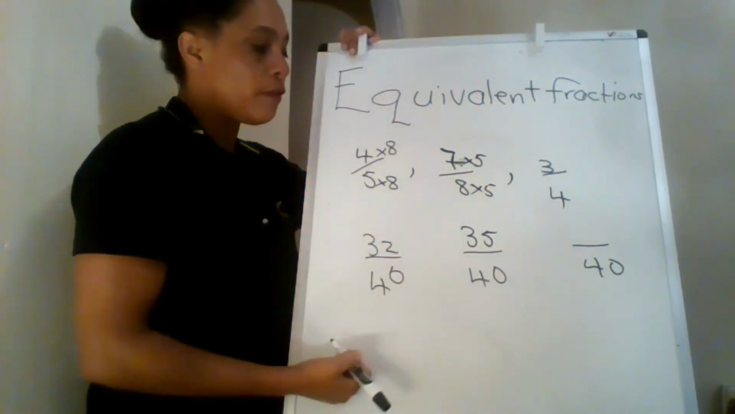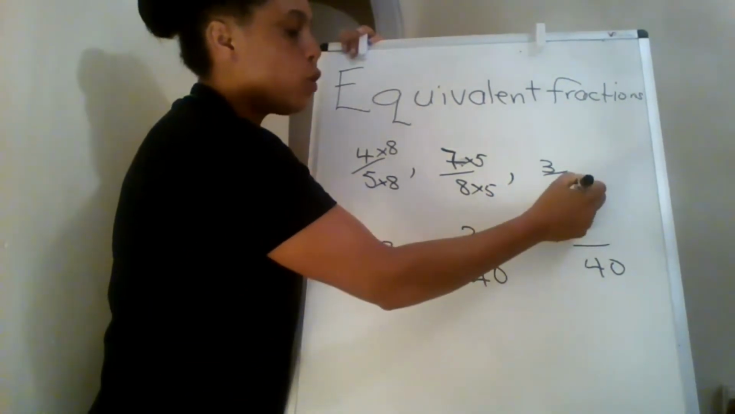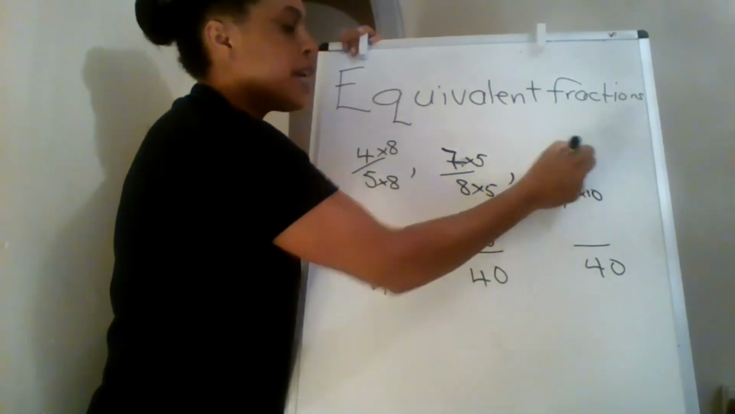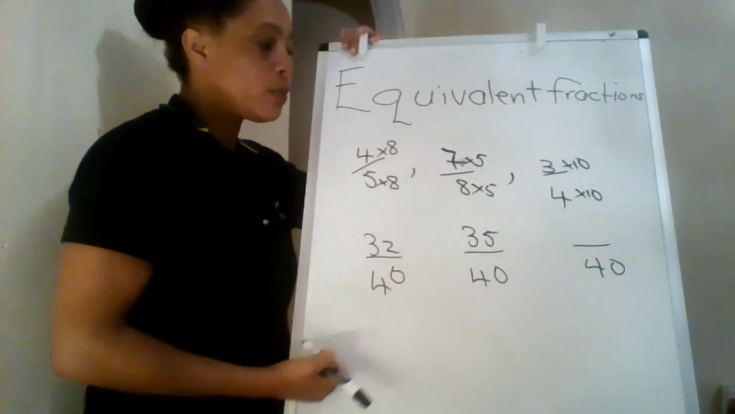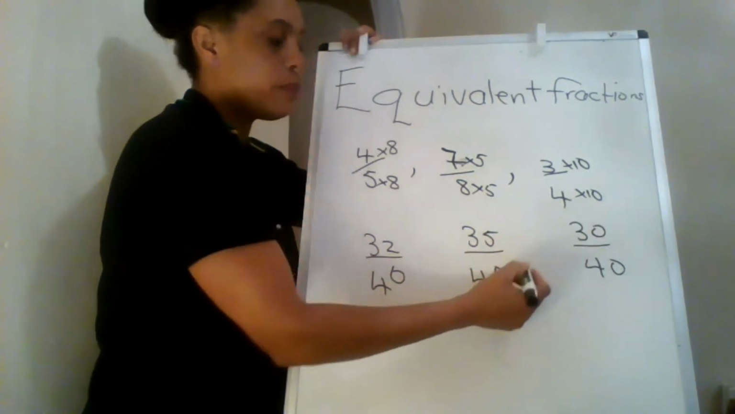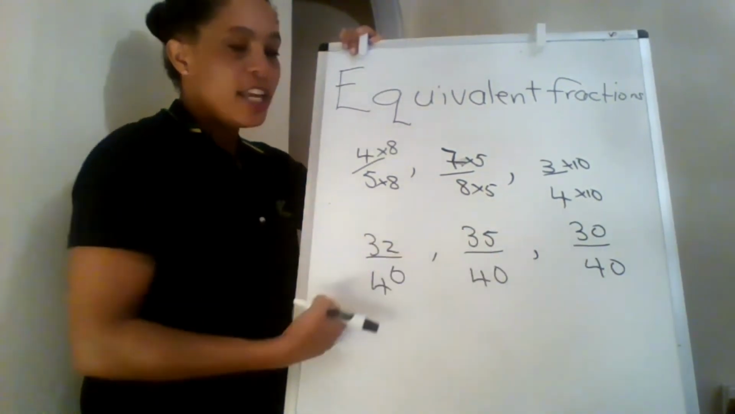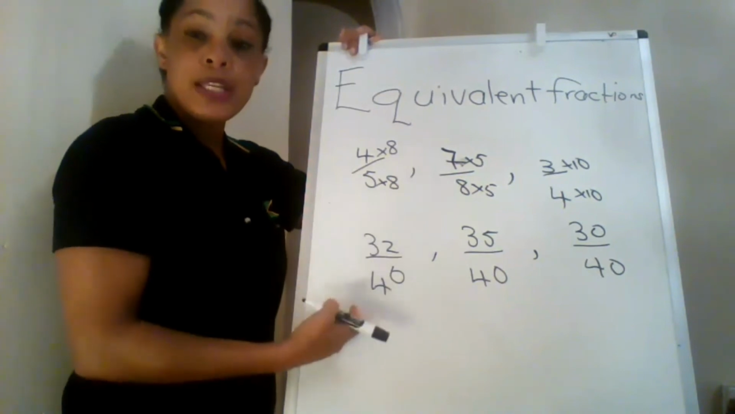So that's 35. 4 times 10 is 40. So if I times the bottom by 10, I have to times the top by 10 as well. So that's going to give us 30. Now we can look at that and we can put these in order.